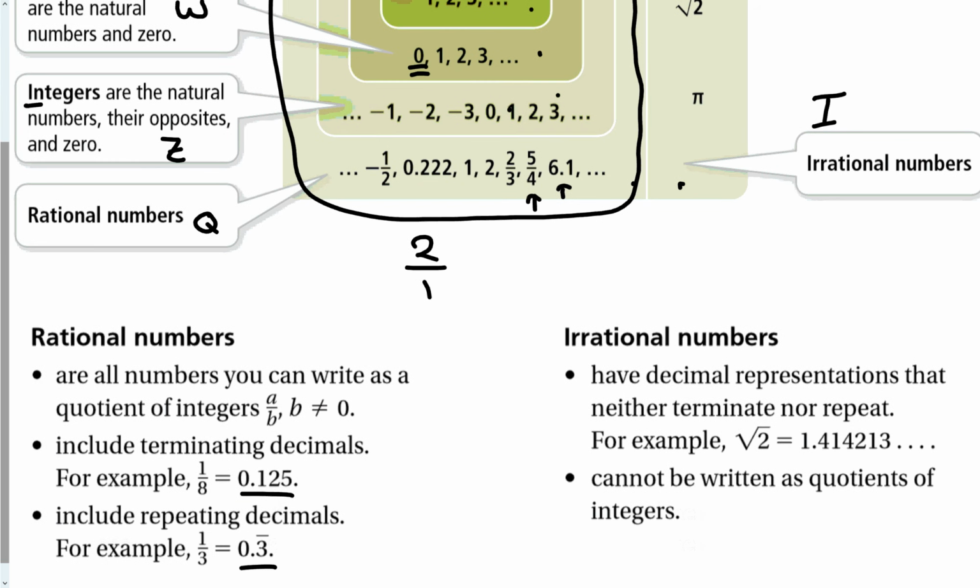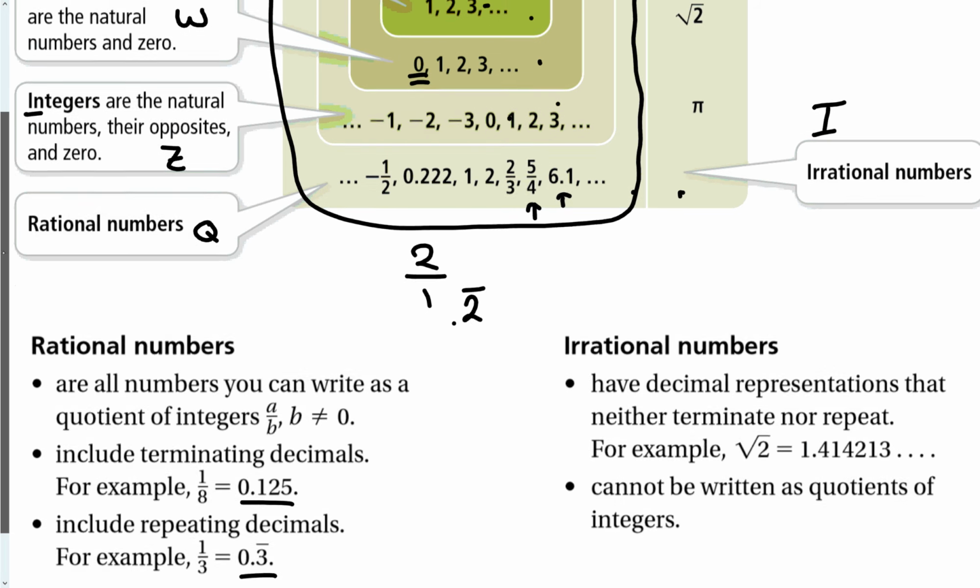0.22222 is a rational number because it's a decimal. Well, it kind of stops, but if we wrote it like 0.2 repeating, then that's a rational number because it repeats. Irrational numbers have decimal representations that neither terminate nor repeat, okay? And they cannot be written as quotients of integers.